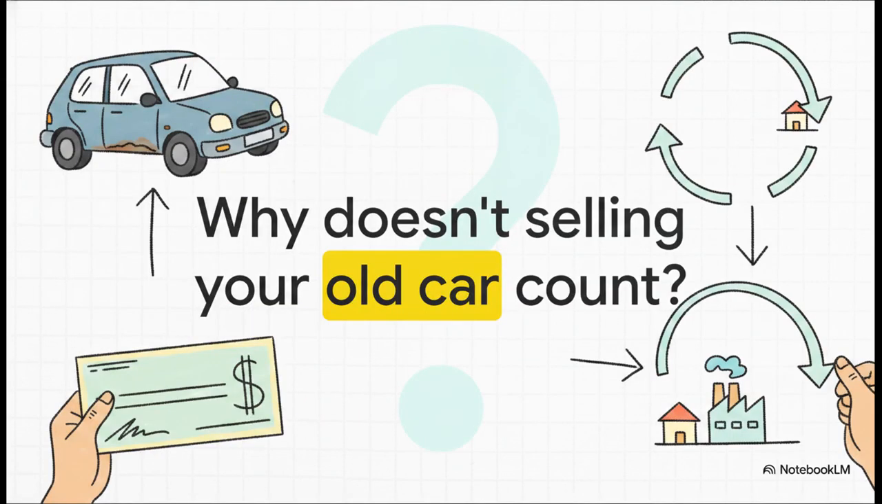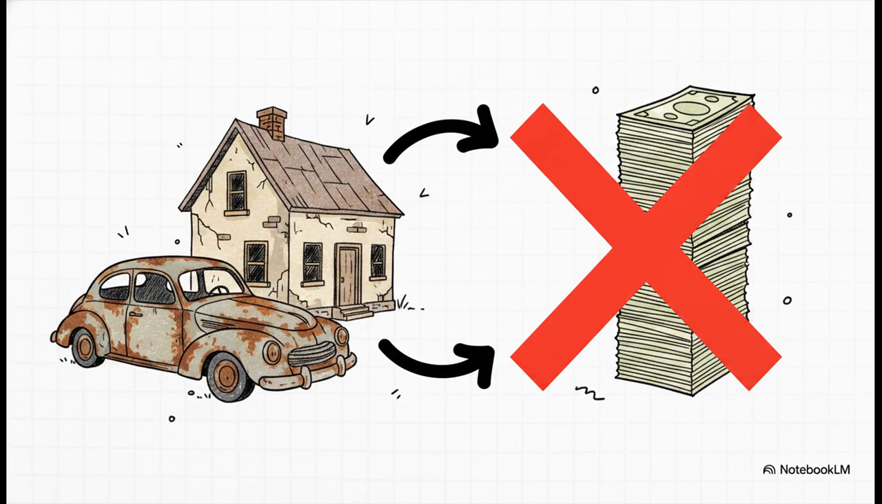Okay, let's try another one. You finally decide to sell your 5-year-old car on the secondhand market for 10 grand. You've got the check in your hand. Does that count towards this year's national income? Rejected again, because it didn't add to current production.